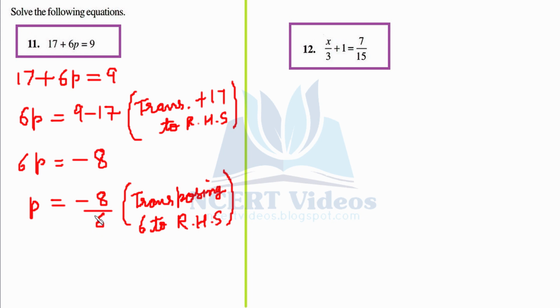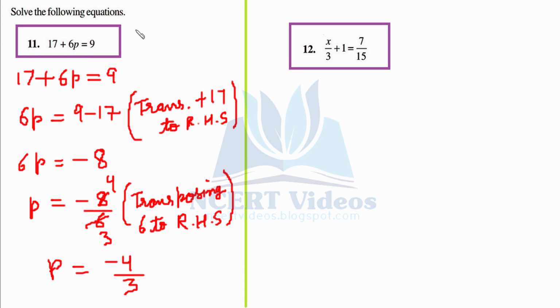And further, we can simplify it. Always try to simplify. 2 3s are 6, 2 4s are 8. So the required solution is, in the simplest form, it should always be minus 4 over 3. Simplest form means which cannot be further reducible or simplified. So we have p equals minus 4 over 3 as your required solution.